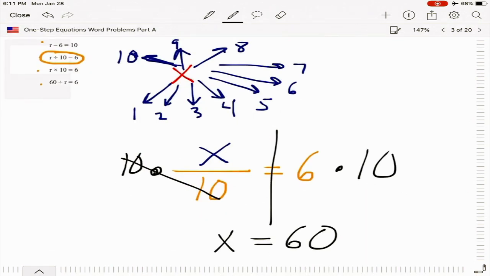The rest are on you. Call me over if you have any questions. Make sure to use keywords. Try using a bar model or some type of visual to help you understand what operation you should do.